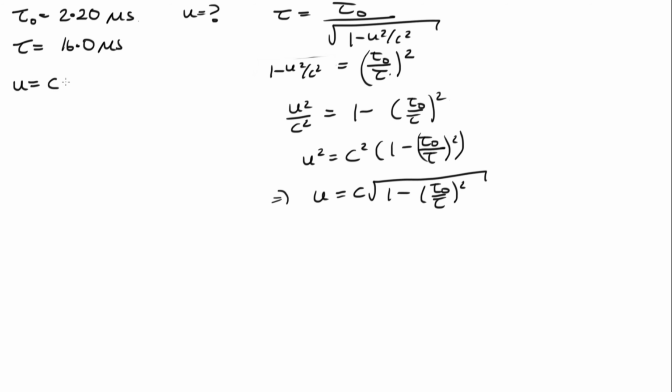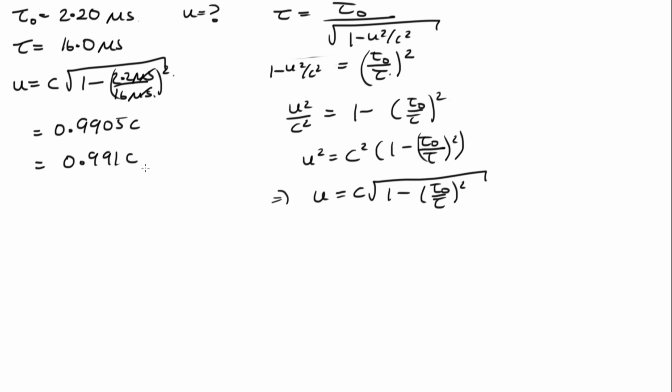So u is equal to c times the square root of 1 minus 2.2 microseconds over 16 microseconds squared. There's microseconds on the top and the bottom, so we don't need to worry about our factors of 10 to the minus 6. They will cancel each other out. So this is equal to 0.9905 times c, that's just putting this into the calculator, which we can write as 0.991 c to 3 significant figures. c is the speed of light, so it's got units in the c.